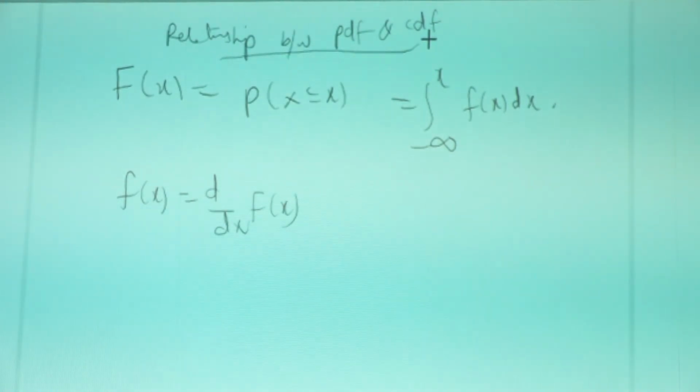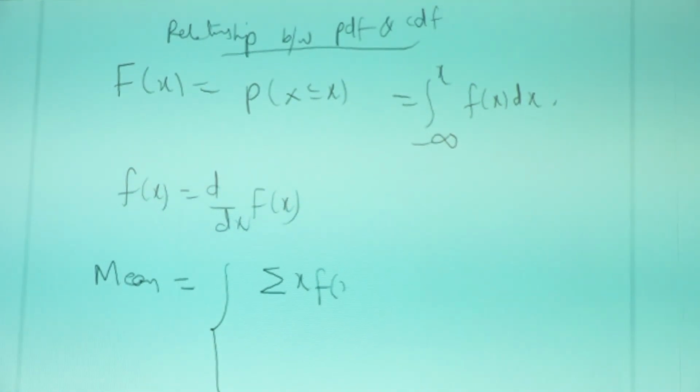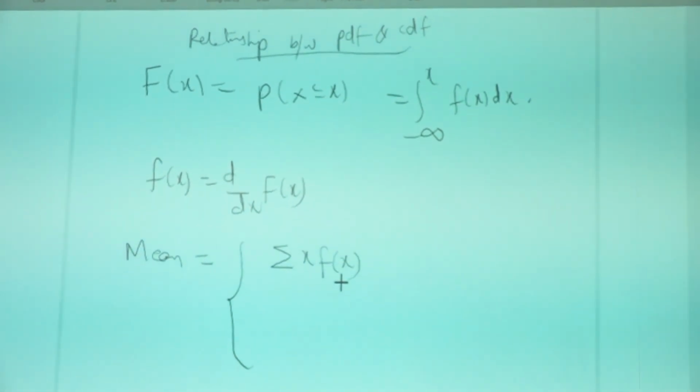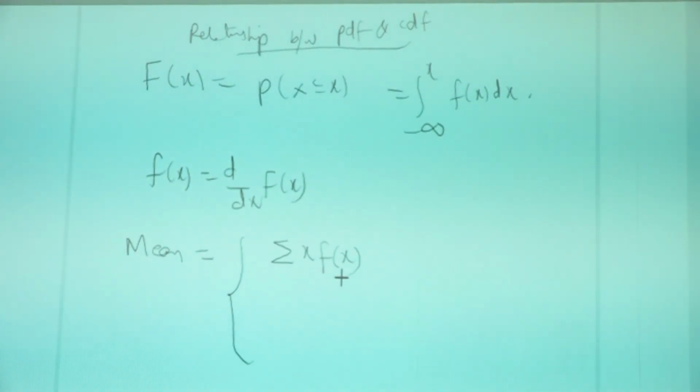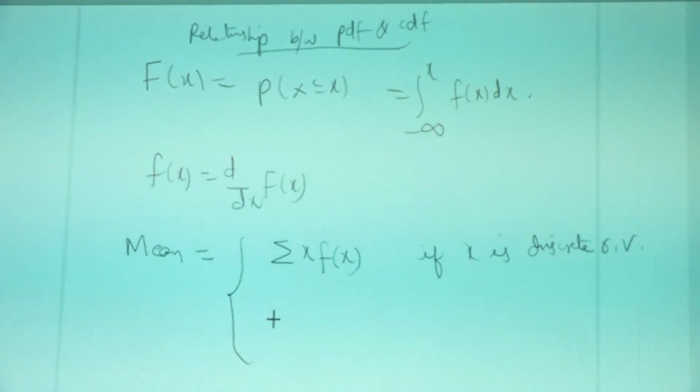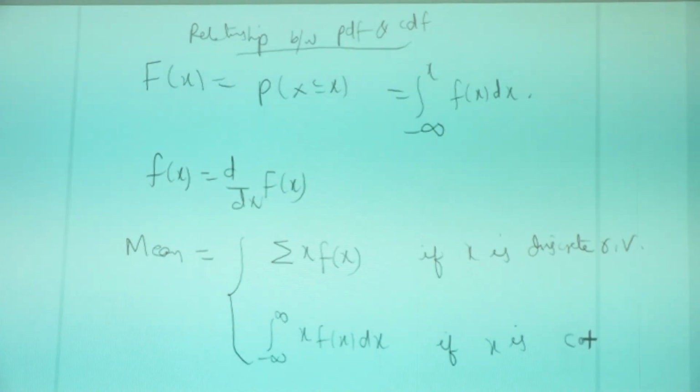Then you have learned in random variables how to find the mean and variance. Mean is equal to summation x into f of x, not np. That is binomial; in binomial it is np. Summation x into f of x if x is a discrete random variable, and the integral from minus infinity to plus infinity of x into f of x dx if x is a continuous random variable.